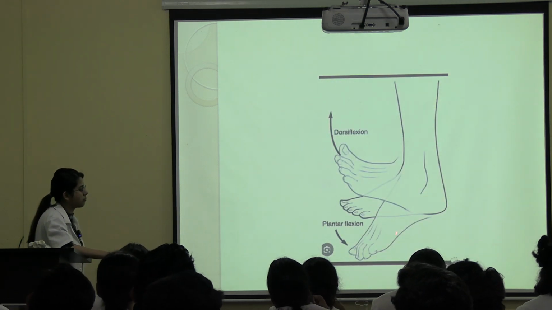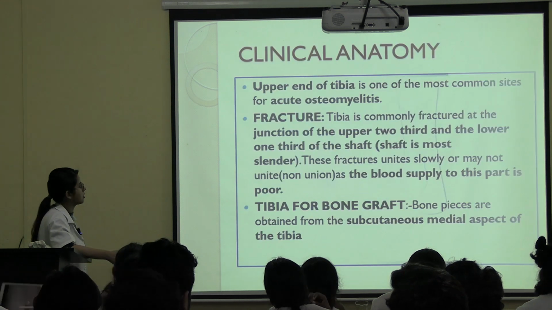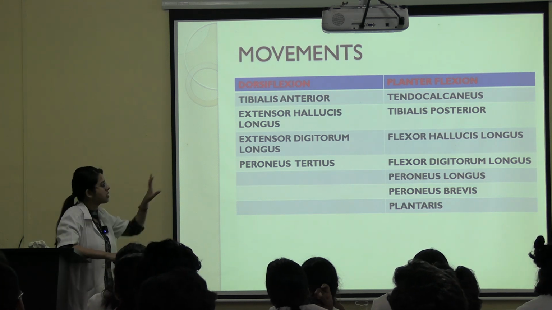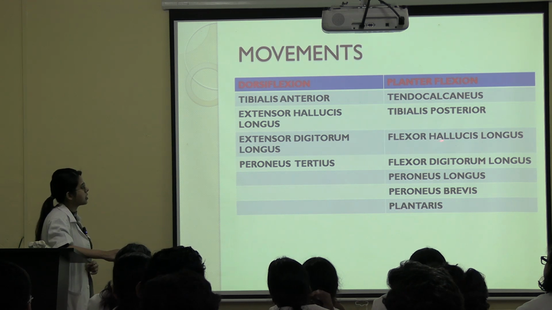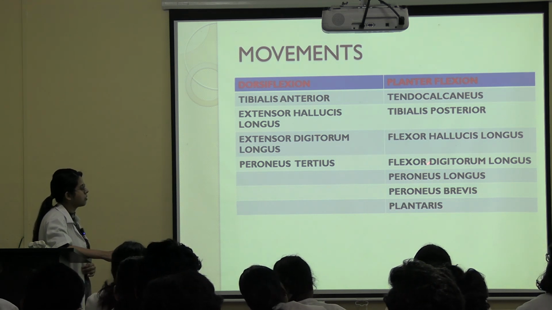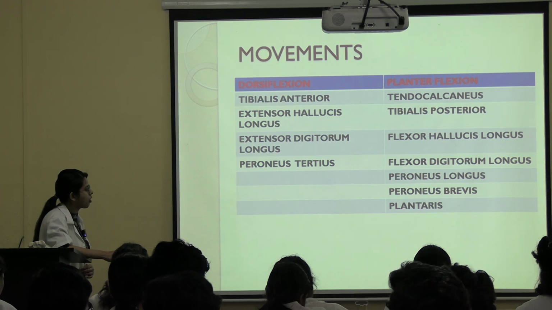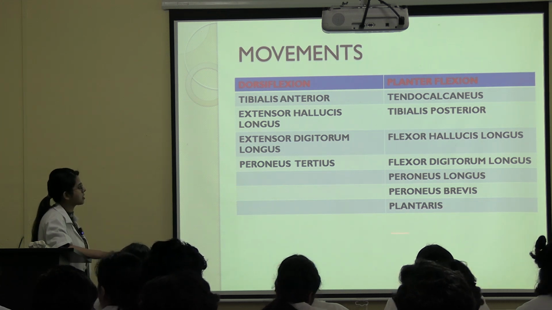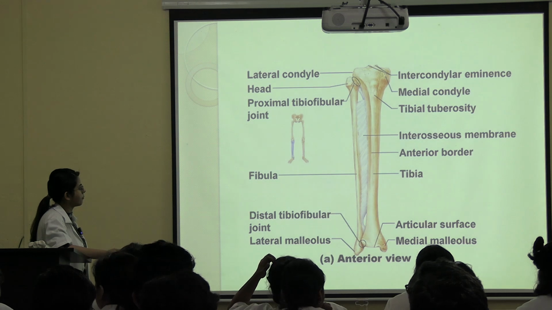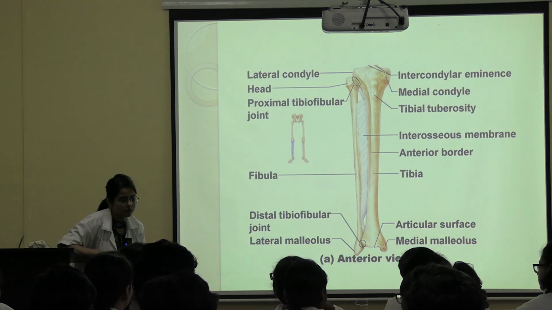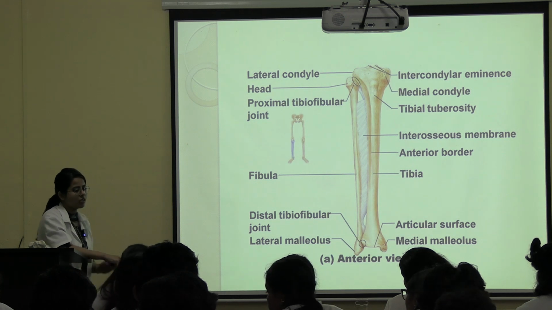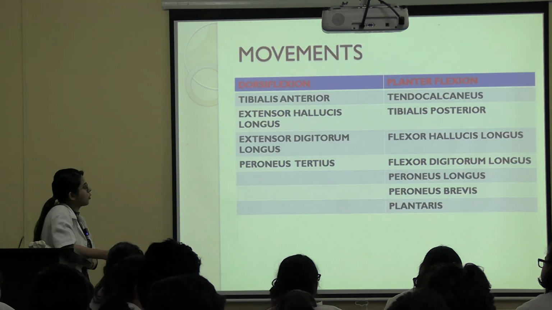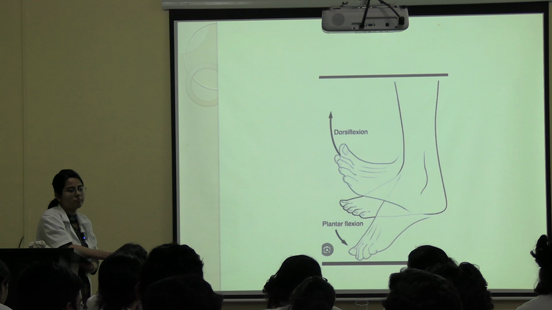Similarly, plantar flexion will be done by those structures present posteriorly. So the tendocalcaneus, formed together by gastrocnemius and soleus, then tibialis posterior, flexor hallucis longus, flexor digitorum longus, peroneus longus, peroneus brevis and plantaris. These muscles will do dorsiflexion, and these muscles will do plantar flexion. We'll see gastrocnemius and soleus in dissection after the lower limb starts. So this is dorsiflexion, this is plantar flexion.